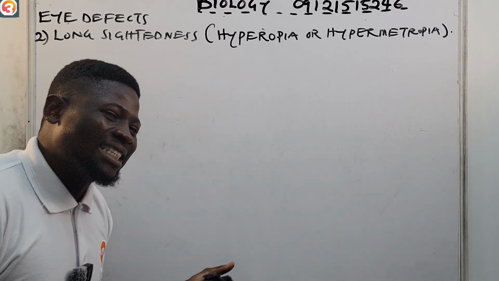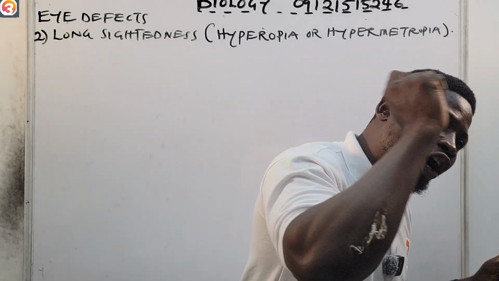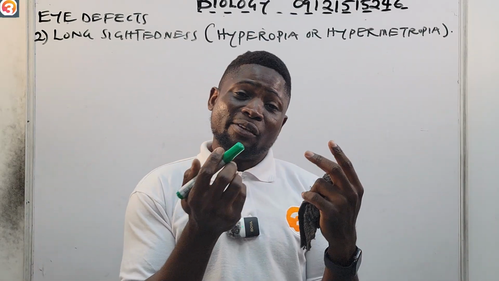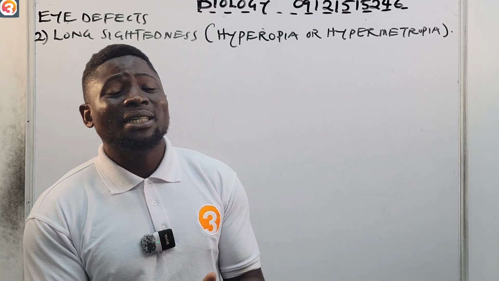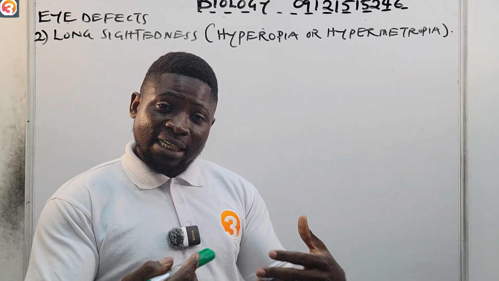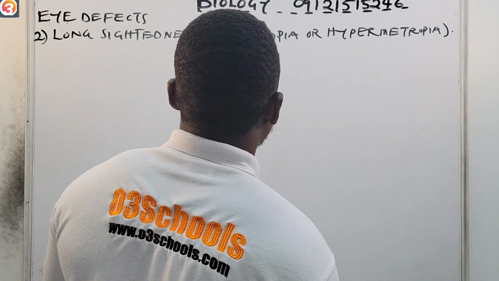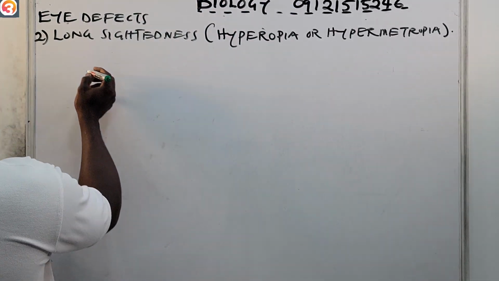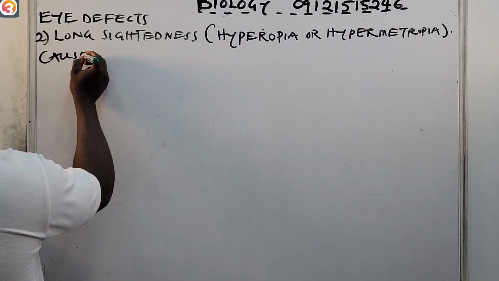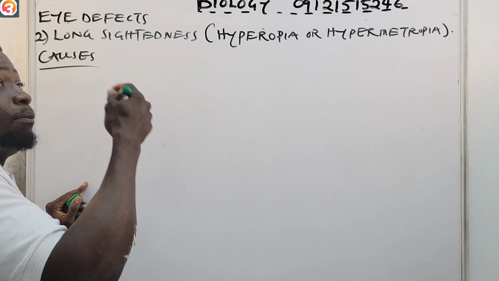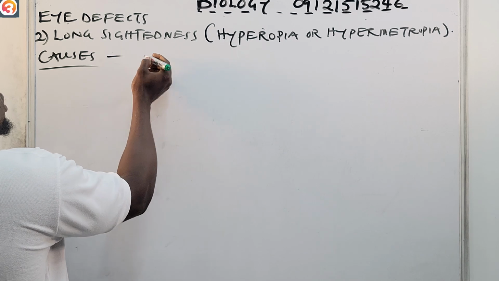Now, this is an eye defect where you can see objects that are very far, but you cannot see objects that are very close clearly. You can see far objects very clearly, but things very close to you you won't see clearly. This one is long-sightedness. What causes it? The eyeball too short. In short sight we say the eyeball is too long.